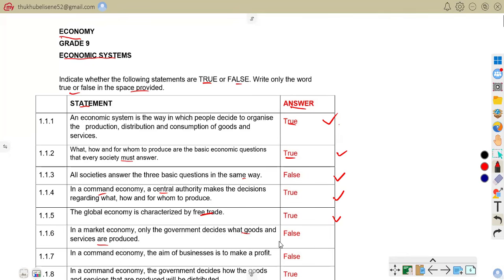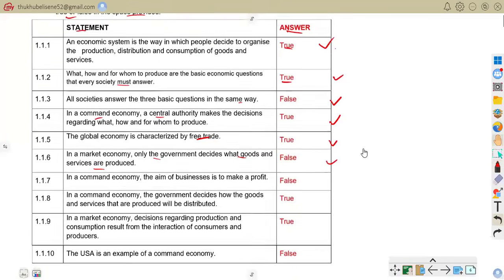In the market economy, only the government decides what goods and services are produced. In a market economy, this is false. In a market economy, individuals and businesses decide, not only the government. So it's false to say that in a market economy only government decides. Individuals and businesses do decide what goods and services are to be produced. Hope we are together on that.